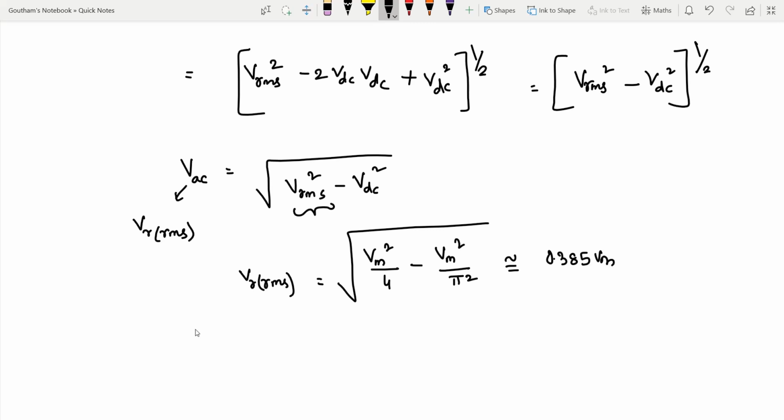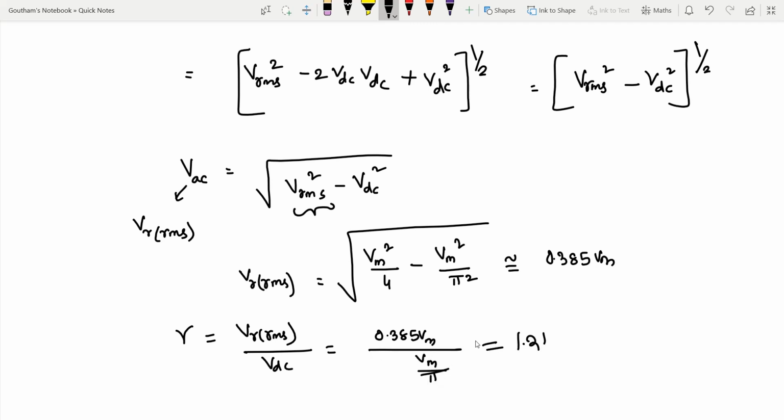So this is approximately VRRMS = 0.385 Vm. Now we are trying to find the ripple factor R. The ripple factor R is nothing but VRRMS, that is, the RMS value of the AC component of the signal, divided by VDC. That is 0.385 Vm divided by Vm/π. So this gives us around 1.21.